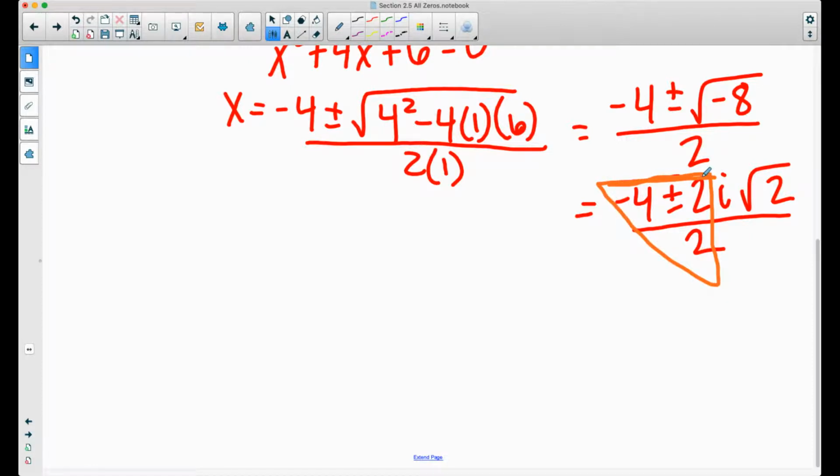All right. Dorito chips: since they are all divisible by 2, we can divide them all by 2. So negative 2 plus or minus i square root of 2 over 1, but we're not going to put the over 1 part. It's just to remind yourself not to divide the square root. I do not include the square root. All 3 pieces have to be divisible before I can do it. That's why it's the Dorito chip.